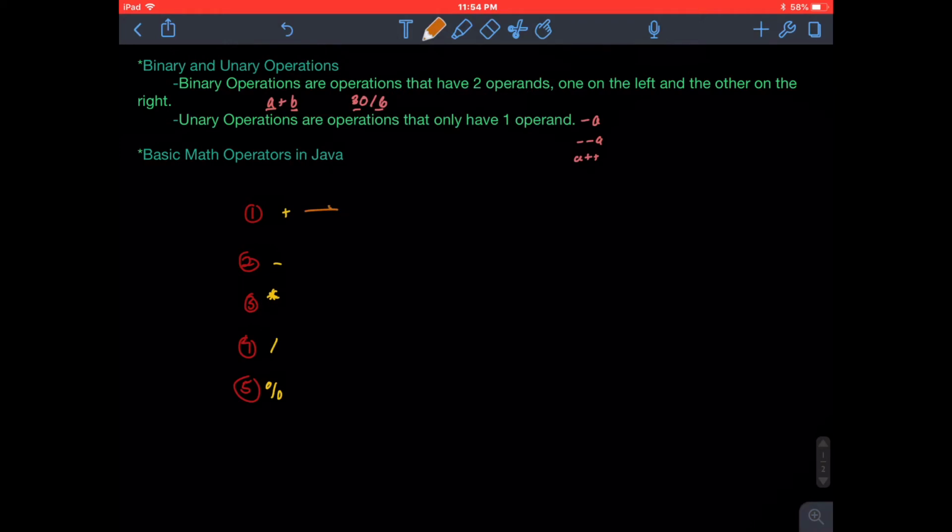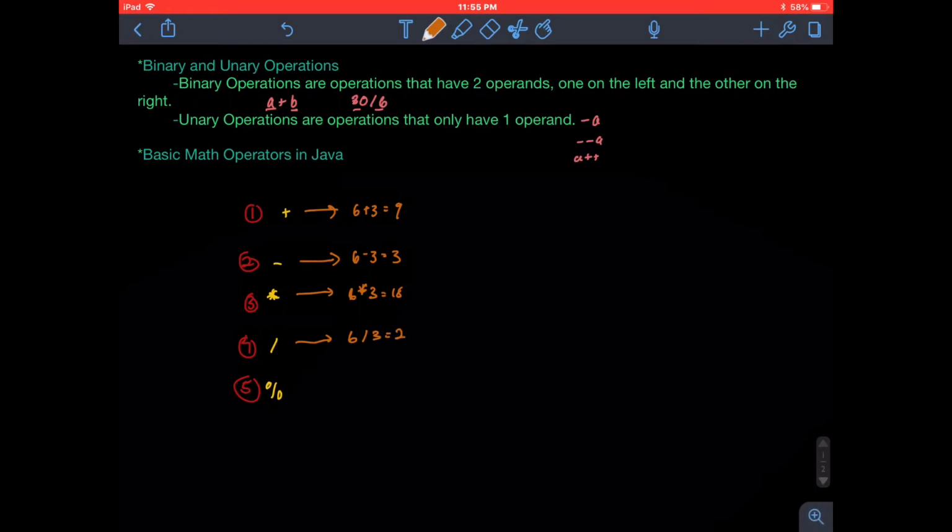So the addition symbol simply adds the left and right operands together. So in this case, 6 plus 3 is equal to 9. And now subtraction subtracts the right operand from the left operand. So 6 minus 3 is equal to 3. And now multiplication multiplies the left and right operands together. So 6 multiplied by 3 is equal to 18. And then division divides the left and right operands. So 6 divided by 3 is equal to 2. And then finally we have modulus.